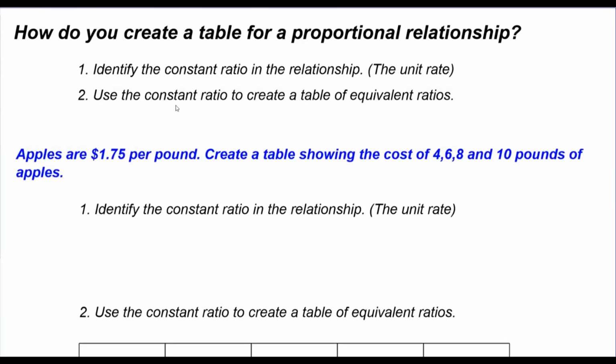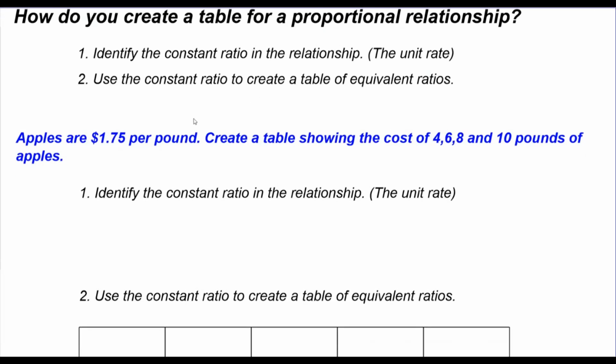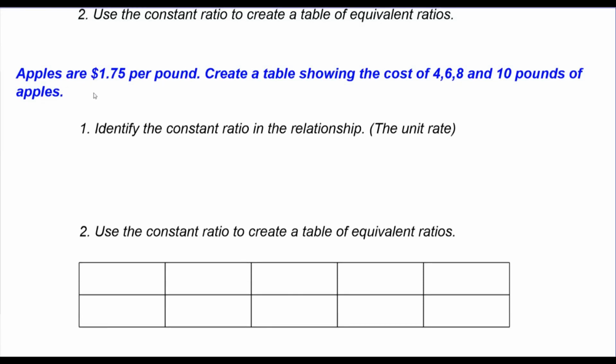Let's say we're given a proportional relationship and we have to create a table of values. The first thing we need to do is identify the constant ratio, that constant unit rate, and then use that constant ratio to create a table of equivalent ratios. So here's an example. Apples are $1.75 per pound. Create a table showing the cost of 4, 6, 8, and 10 pounds of apples.